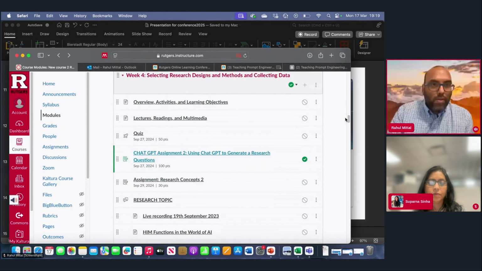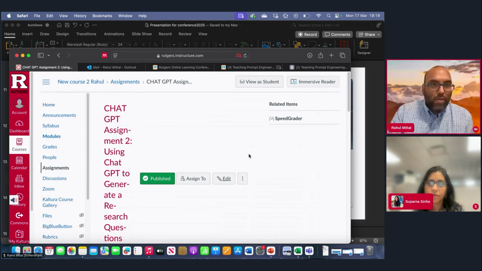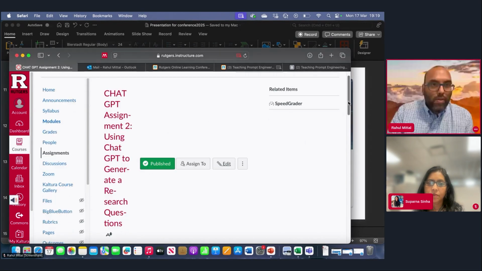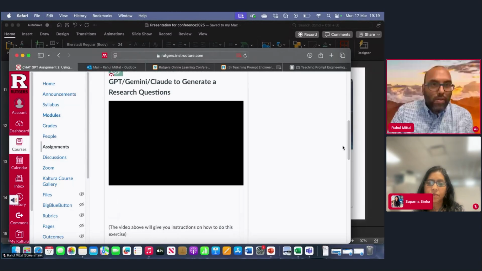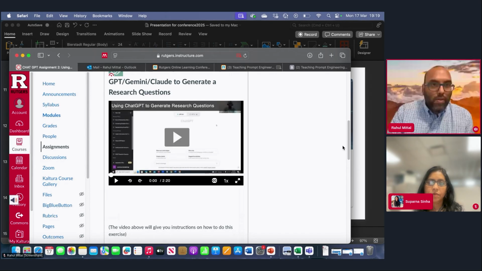So the other thing was we then asked them to use the large language model to help them generate a research question. In this case, we gave them some basic instructions on prompt engineering on how to generate research questions. We gave them a topic on the use of large language models in health information management.